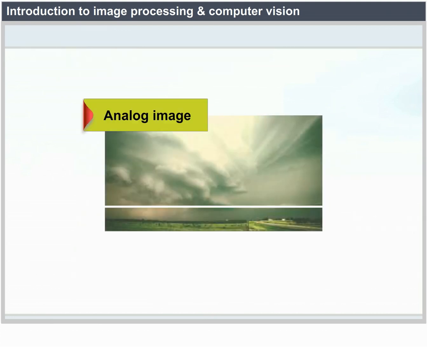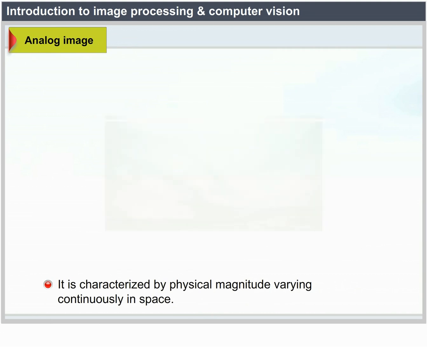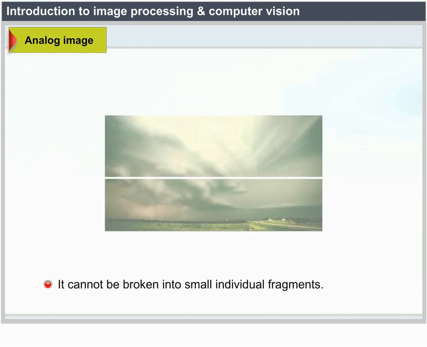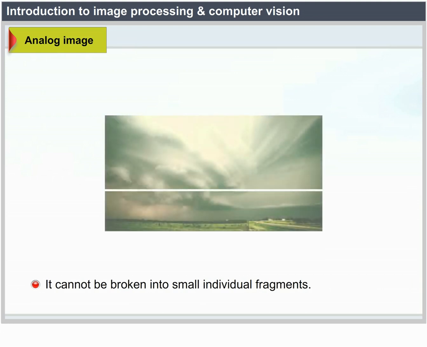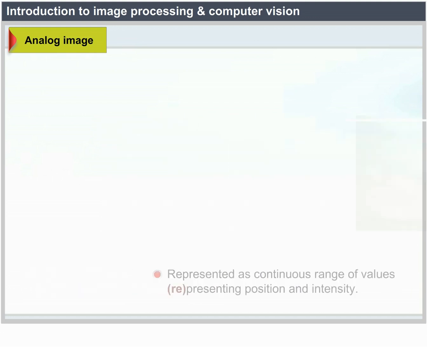Analog image. It is characterized by physical magnitude varying continuously in space. When x and y and the amplitude values of f are continuous quantities, the images are analog. It cannot be broken into small individual pieces. It is represented as a continuous range of values representing position and intensity.